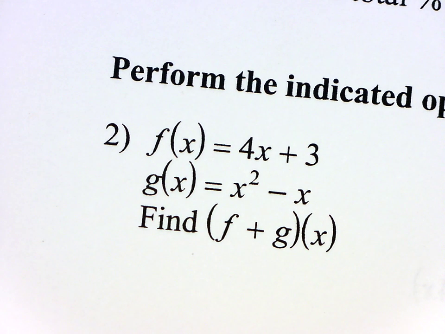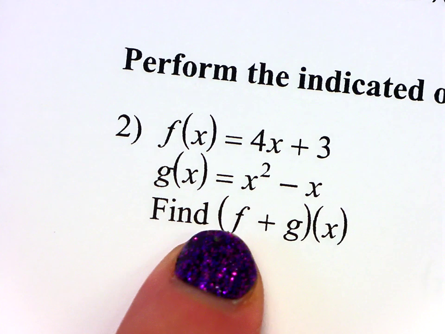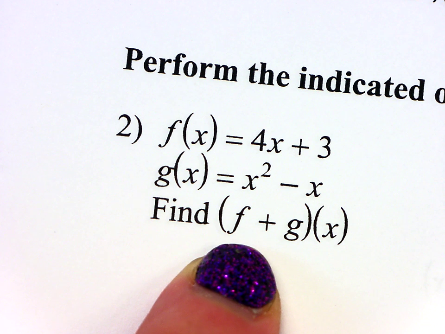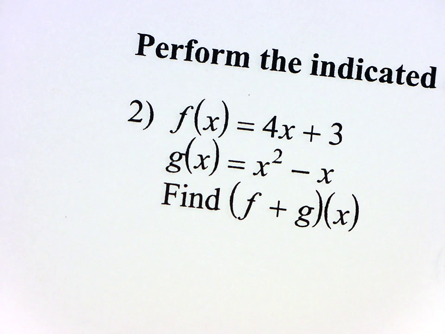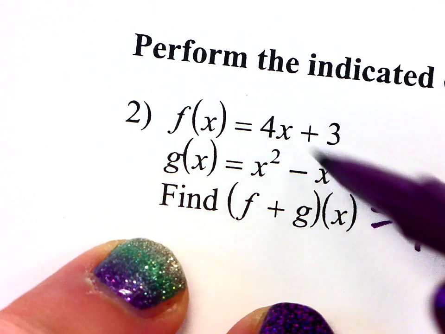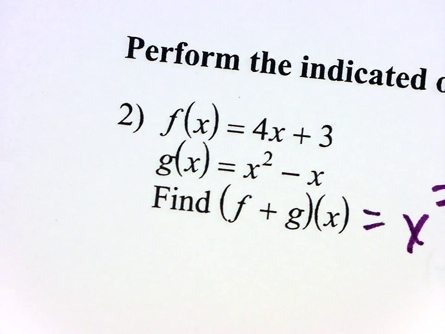What would g of 2 be? 2, because I plug in a 2 for x squared minus x. Now, what is this? Find f plus g of x. x squared plus 3x plus 3. Yes, you're literally just adding the two functions together. That's it. So I'm just combining like terms. I get x squared, 4x and a negative x is a positive 3x, and then plus 3. That's it. Well, that wasn't so bad.